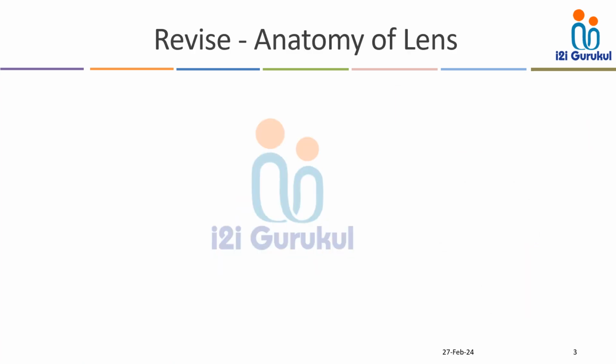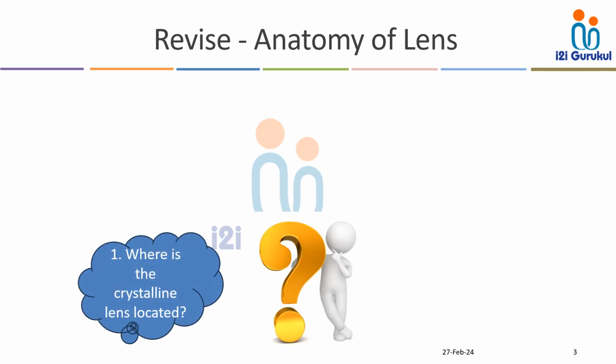We'll have a quick revision on the anatomy of the lens. There is a question: how are we able to see far and near objects? For this, we need to revise the anatomy and physiology of the crystalline lens. So where exactly is the lens located? The crystalline lens is located behind the iris and the pupil.